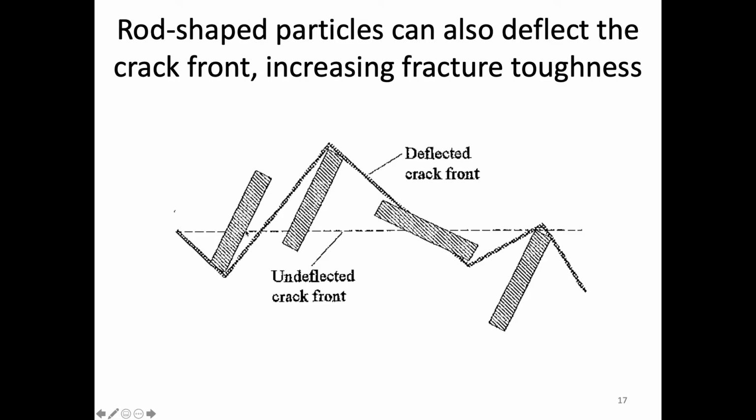So we're assuming here that these rod-shaped particles are tougher than the matrix material, and so it would cost more energy to go through. And if it doesn't, it has to deflect around it. And since these rod-shaped particles have a long aspect ratio, it takes a long path around each of them. So that's the idea here: we have to increase the energy put into the system to go around all of these particles, and so that increases the fracture toughness.